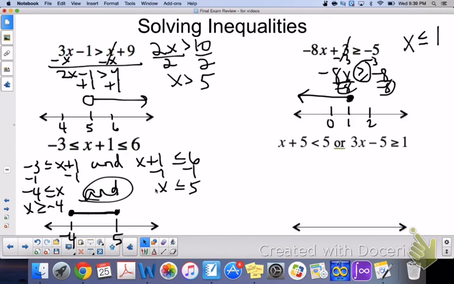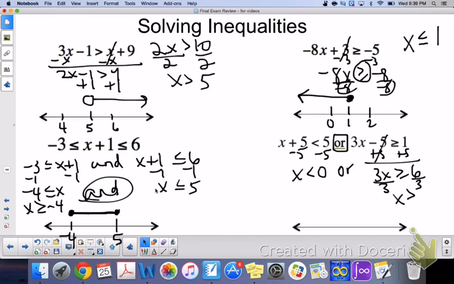And finally, this last one. On the left, it's an or statement. Okay, so solve the one on the left. We subtract 5 from both sides. I get x is less than 0. Or, on the right one, add 5. I get 3x is greater than or equal to 6. And divide by 3, x is greater than or equal to 2.